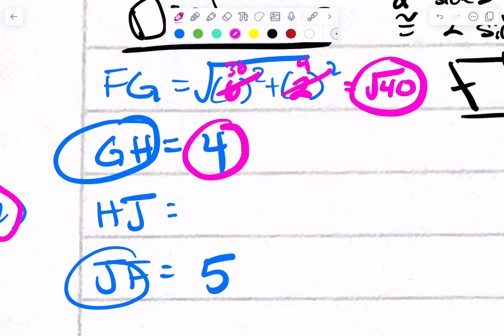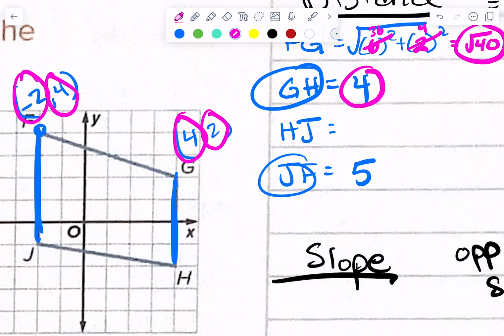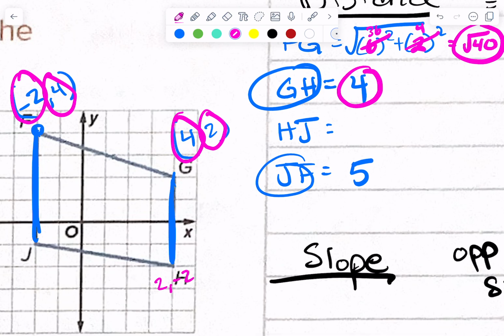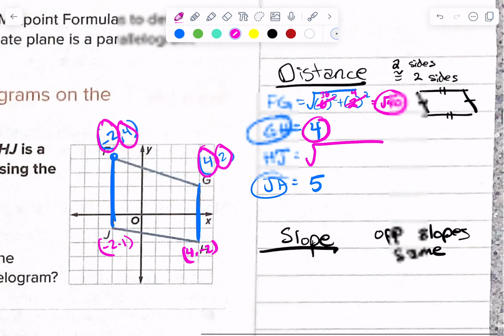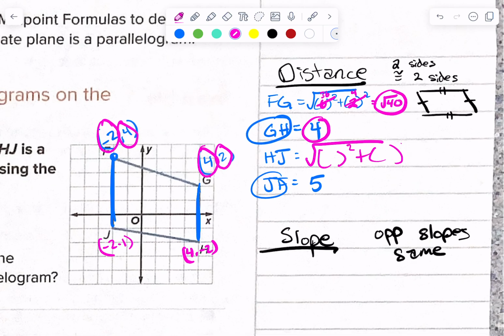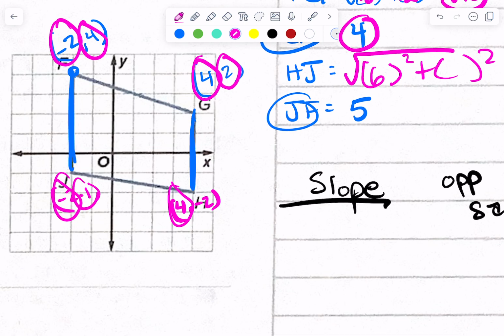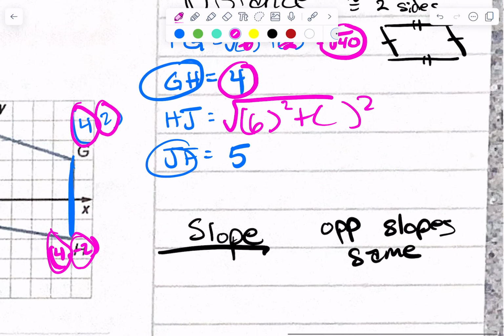My second side is 4. Let's go HJ. This is 2, negative 2. No, wrong. 4, negative 2. And this guy is negative 2, negative 1. Okay, so if we do the distance of this guy, how far is negative 2 and 4? 6. How far apart is negative 1 and negative 2? 1. So this is 36 plus 1, which is the square root of 37.